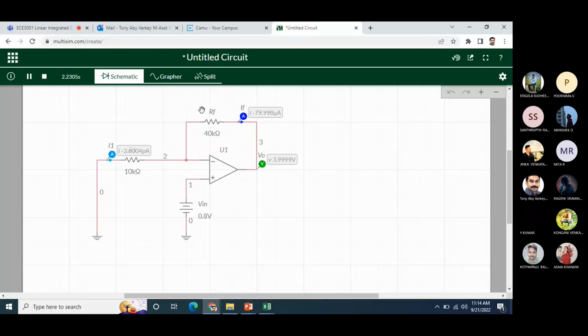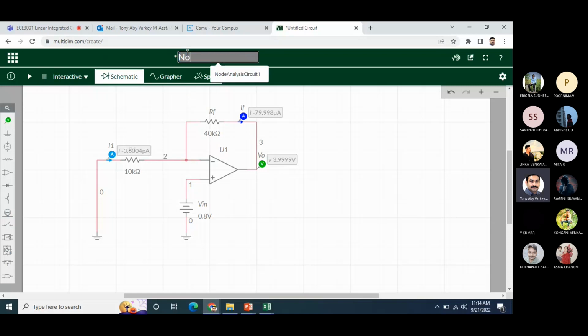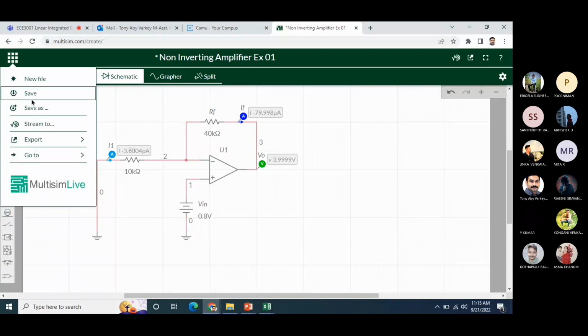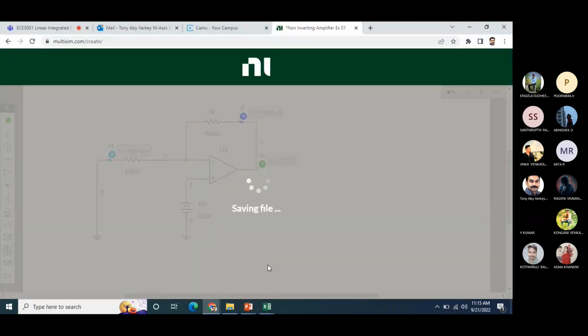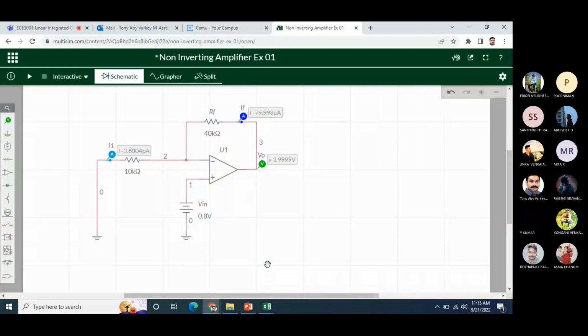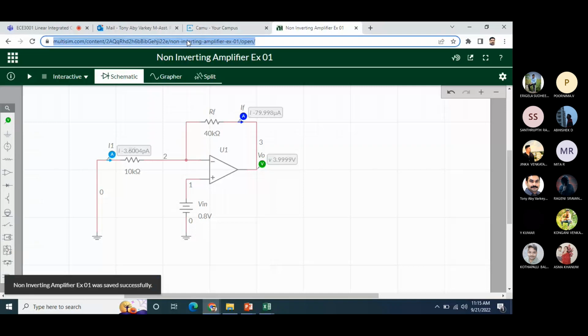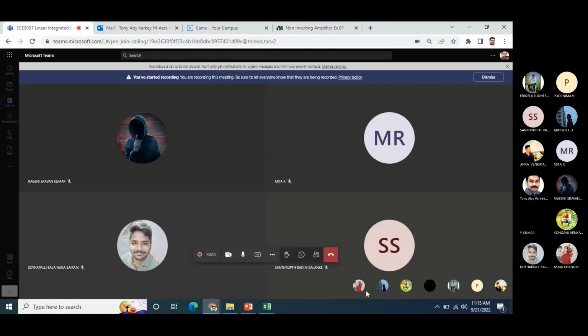Similarly, let me save this. I'll change the name to Inverting Amplifier Sample 01. I will save it. Okay. I will give you the link.